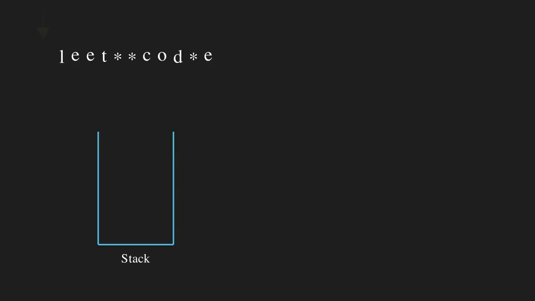Let's rigorously derive the solution using the first example, the string leet**cod*e. We will process this string character by character from left to right. To keep track of the characters we want to keep, we initialize an empty stack. Think of this stack as a vertical container. Currently, our stack state is completely empty.